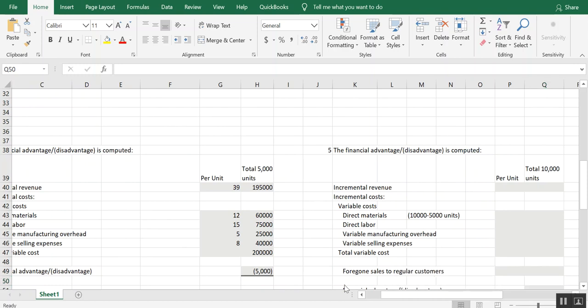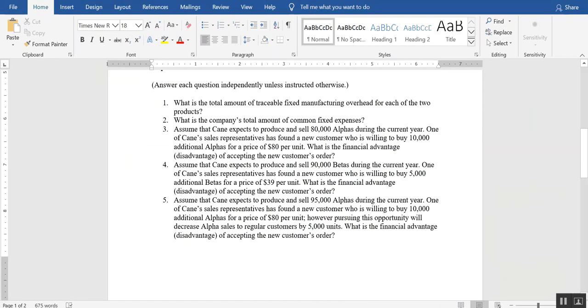Okay, for the next item, we have number 5 in the document. Here, the 5th question asks us, assume that Cain expects to produce and sell 95,000 alphas during the current year. One of Cain's sales representatives has found a new customer who's willing to buy 10,000 additional alphas for a price of $80 a unit. However, pursuing this opportunity will decrease alpha sales to regular customers by 5,000 units. What is the financial advantage or disadvantage of accepting this new customer's order?